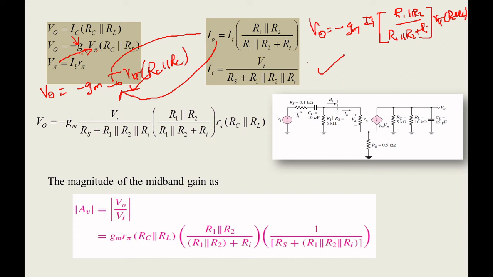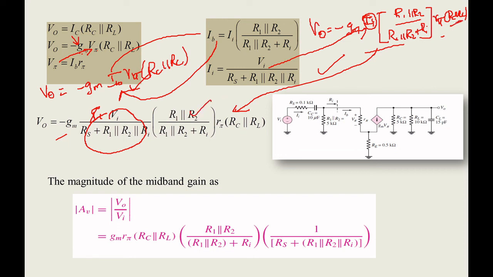This equation you get after substituting here. Now in place of II, if you substitute this one, you will be getting this equation. You can see here V0 equals minus Gm. So this whole part will become IA. The remaining things are everything already defined, right? R1 parallel to R2 divided by R1 parallel to R2 plus Ri. Then R pi, RC parallel to RL. That's all. You will be getting this equation.